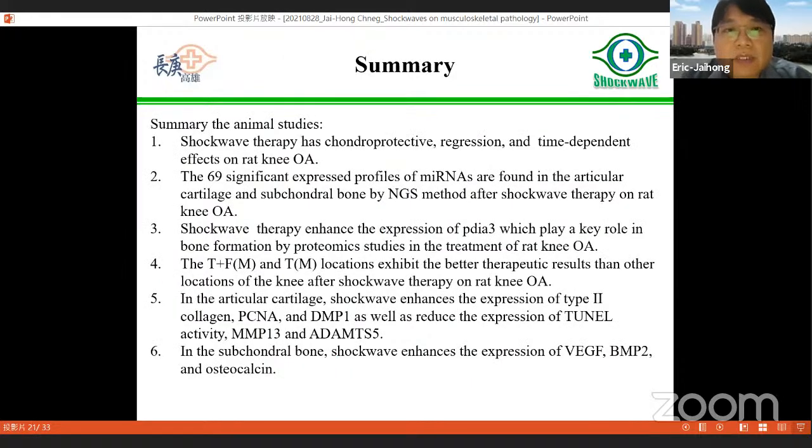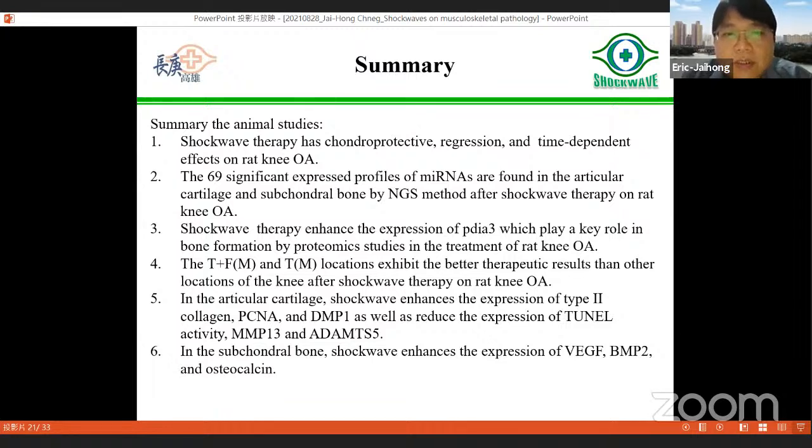So in summary, in the animal study, we know Shockwave therapy has a chondroprotective and time-dependent effect on knee osteoarthritis. We used the next generation sequencing method and found 69 significant expression profiles of microRNA after Shockwave therapy on knee osteoarthritis. And in the proteomics study, we found a significant protein, PDIS3, whose expression can be enhanced after Shockwave therapy on knee osteoarthritis. This protein is involved in bone formation.